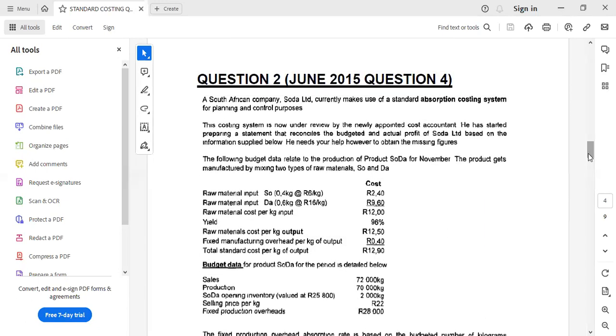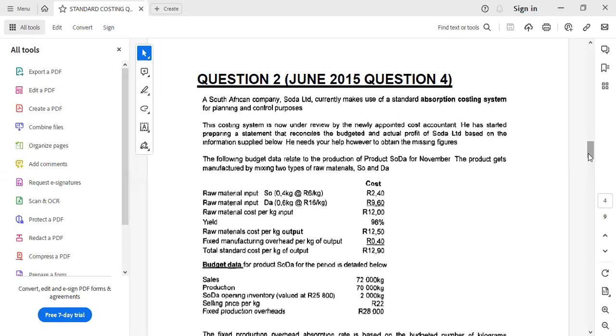A South African company, Soda Limited, currently makes use of a standard absorption costing system. The costing system is now under review by the newly appointed cost accountant. He has started preparing a statement that reconciles the budgeted and actual profit of Soda Limited based on the information supplied below. He needs your help, however, to obtain the missing figures.